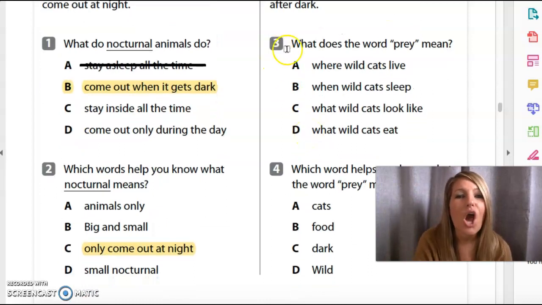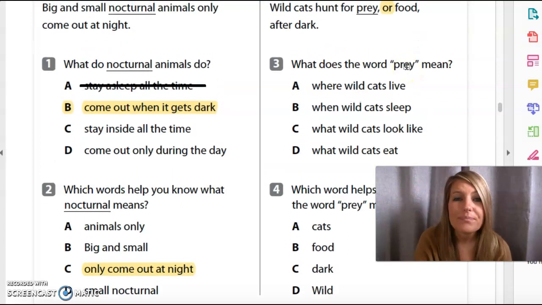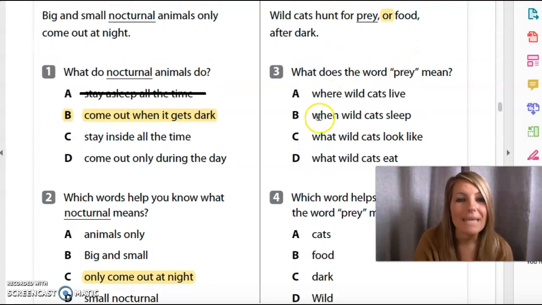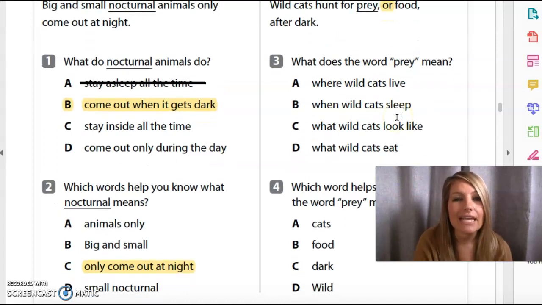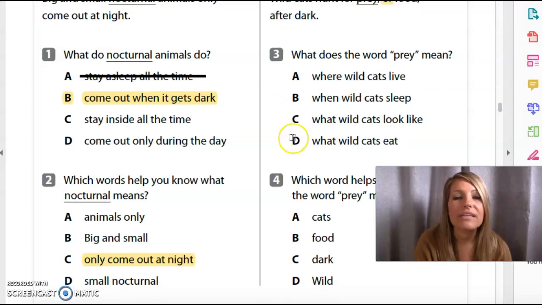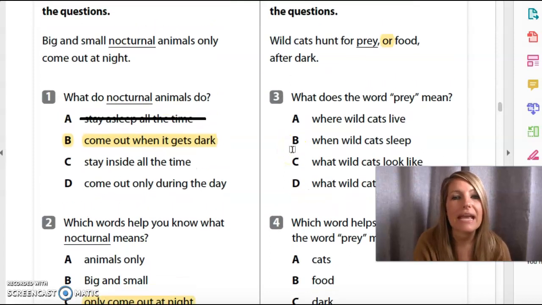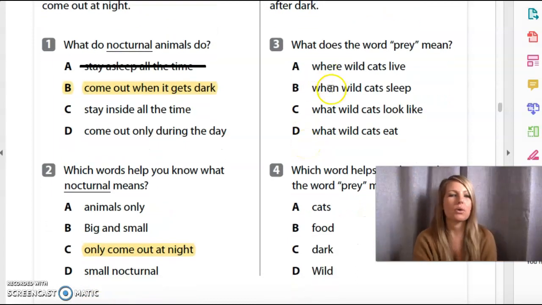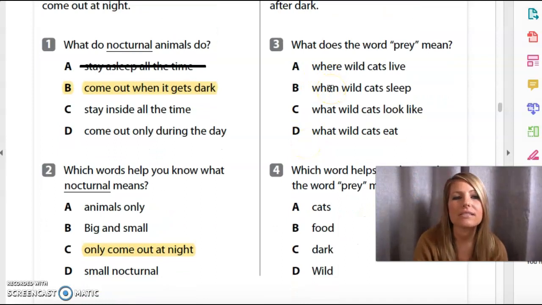Wildcats hunt for prey or food after dark. Sentence number 3. What does the word prey mean? A, where wildcats live. B, when wildcats sleep. C, what wildcats look like. Or D, what wildcats eat. What does prey mean? Wildcats hunt for prey or food after dark. You're going to circle A, B, C, or D.